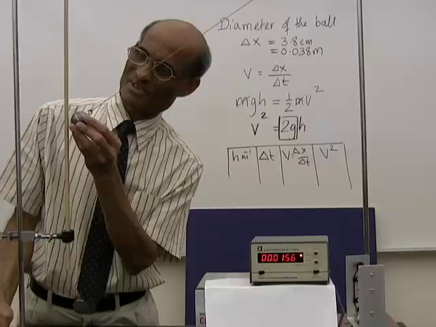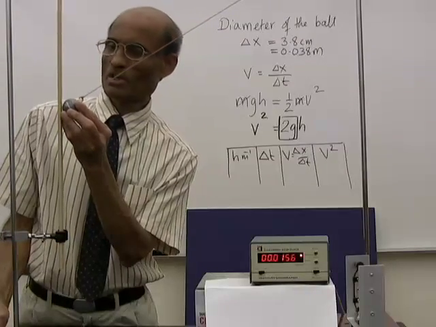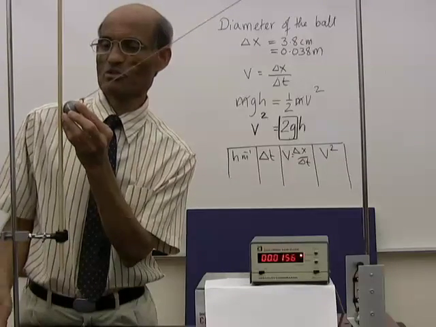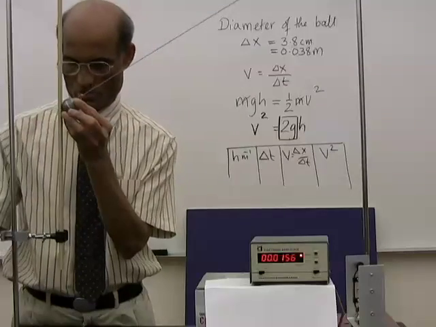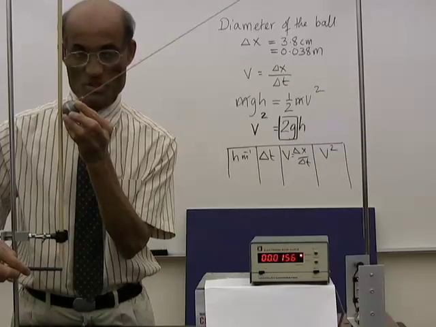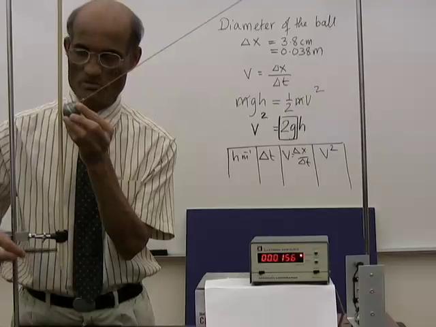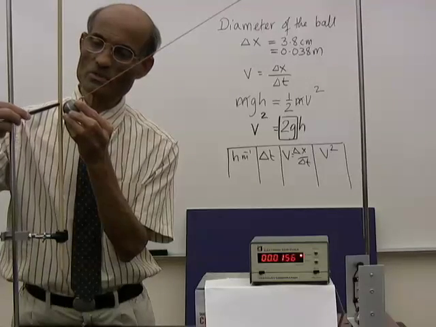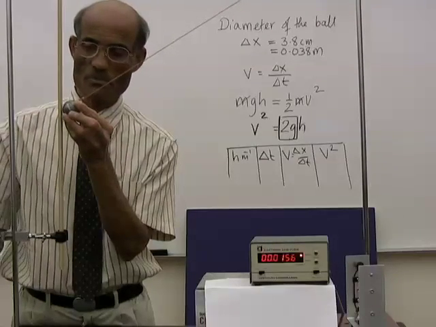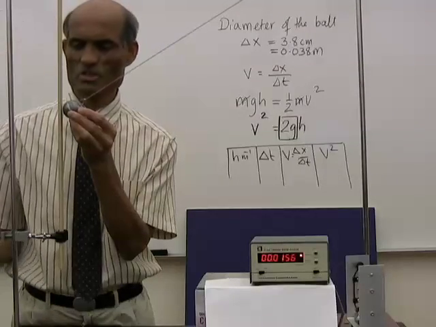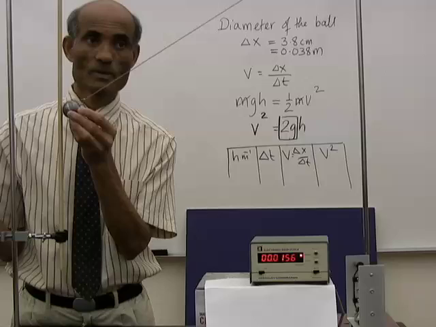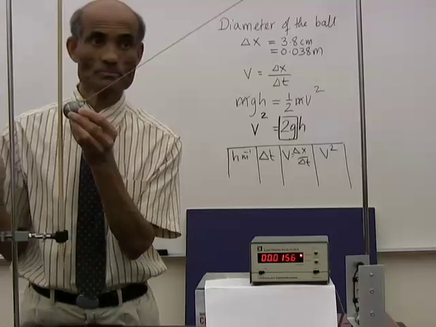Okay. Now this is the new H. Measure that distance. Measure the distance from the bottom of the ruler to the center of the bob. Okay, I'm going to wait for you to measure that distance. Measure that height.